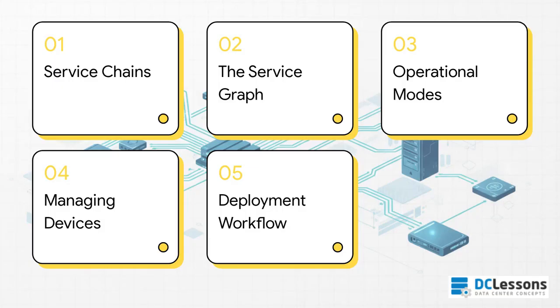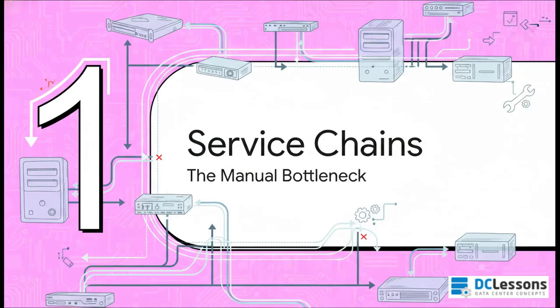All right, so here's what we're going to cover. We'll kick things off by really digging into the frustrations of traditional service chaining. Then, we'll introduce the service graph as ACI's really elegant solution. We're going to break down the two main ways it works, look at how ACI cleverly manages the actual devices, and then tie it all together with a real-world deployment workflow. You're going to want to stick around, because by the end of this, you'll see how this can totally transform your network operations.